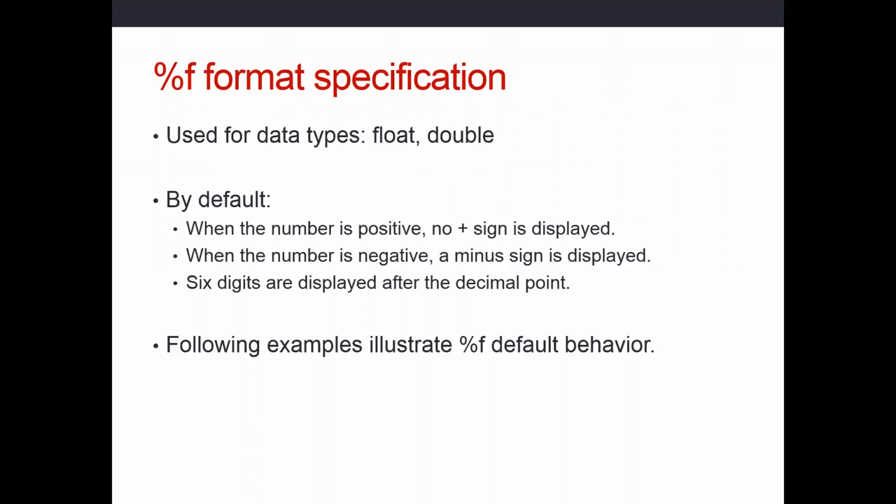Right, now let's learn how to work with a %f format specification. We're going to use %f when we want to print out data types float and double. We'll see that its default behavior is that when the number is positive, no plus sign is displayed, but when the number is negative, a minus sign is displayed. And then the default is to always display 6 digits after the decimal point. So let's go ahead and take a look at some examples with %f.